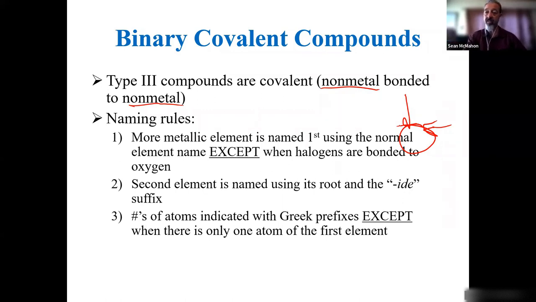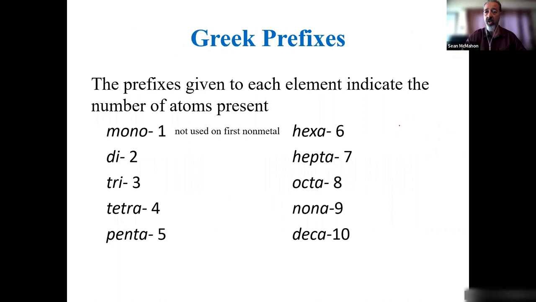But now, because we don't have charges to predict ratios, because we've got to get the right ratios, the subscripts. Like I need to know if it's CH4 methane or C2H6 ethane. So how do I do that? I'm going to use prefixes. That's funny, because those organic compounds, I didn't use them. But for inorganic, we're going to be using the prefixes, okay? So what are the prefixes?